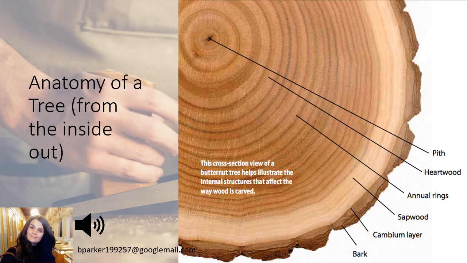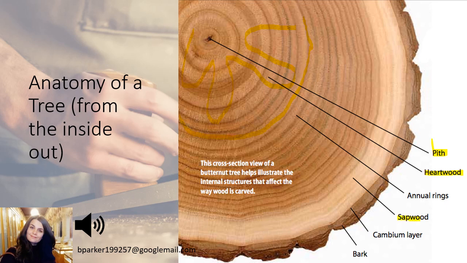Right then, let's take a look at the anatomy of a tree from the inside out. First up, we have the pith, which is the center of the tree in the middle. Then we have the heartwood, which is kind of a nice name because the heart is on the inside of your body and it's representative of the inside part of the tree. So the bit here, if you can see that. This is non-living and it's the older part of the tree and it's usually darker.